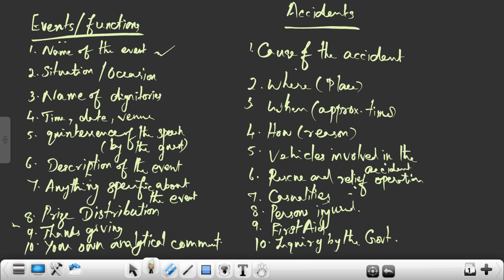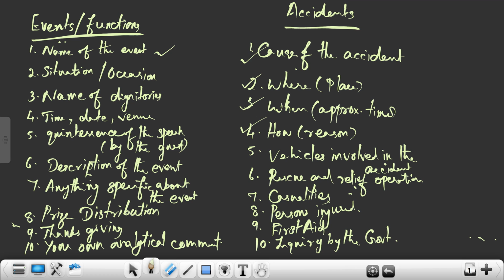See, while writing a report of an accident, that is a common question for your examination. First, you have to write down the cause of the accident, and where, the exact place you have to mention in your write-up. And the approximate timing, that is when. You ask these questions: where, when, then how.